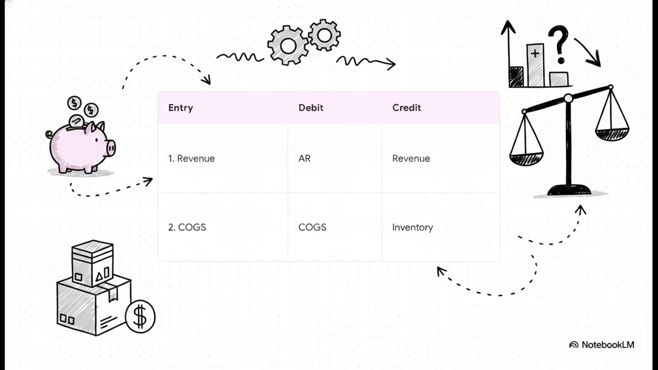If you just excitedly book the revenue and forget Entry 2, you now have ghost inventory sitting on your balance sheet. And worse, your net income looks artificially massive because you haven't recorded the associated expense of the item you just gave away. It is a fast track to an audit failure. Both entries are absolutely required every single time a sale occurs.